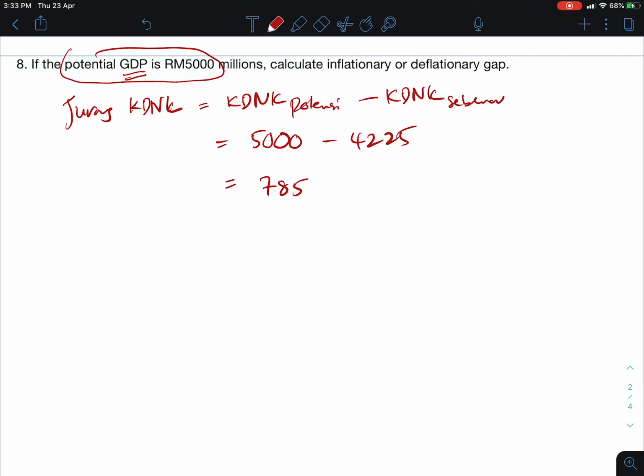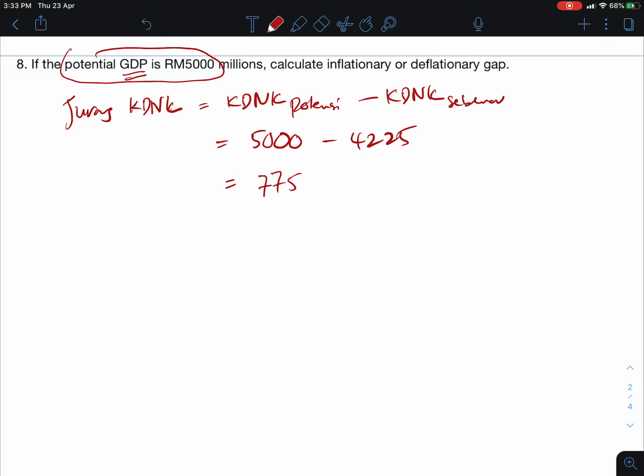No. Okay, 775 juta. Okay, 775 million is the national income gap, jurang KDNK, national income gap.